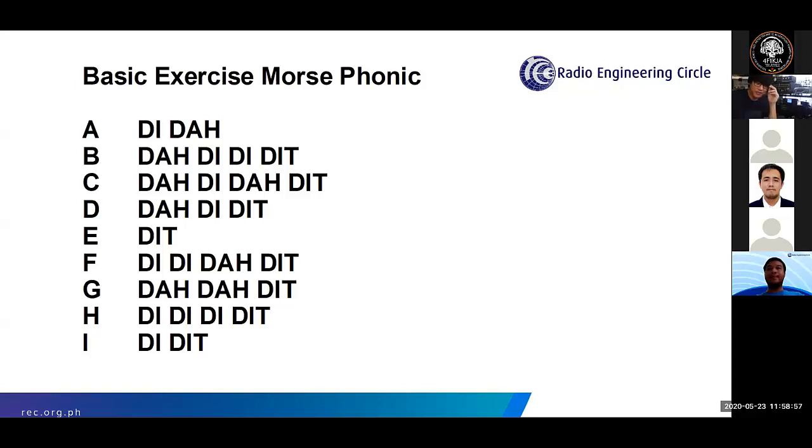When you learn most of this, you have to apply it immediately. Have you noticed I'm stressing on the F because that's actually one letter: di-di-da-dit. You don't say di-dit, di-dit, da-dit, because that's two letters already, I and N. You say di-di-da-dit. And G is da-da-dit, da-da-dit.